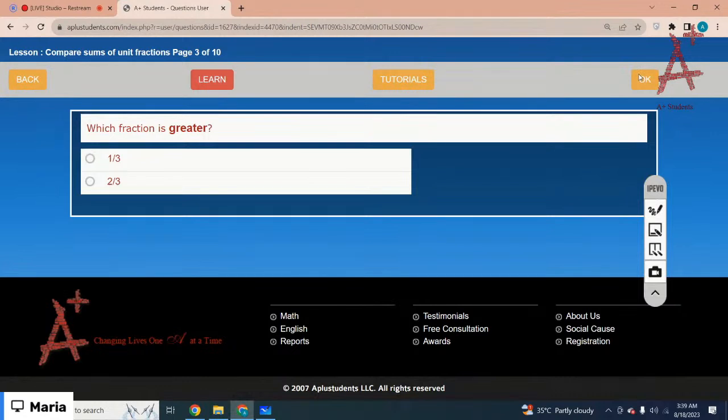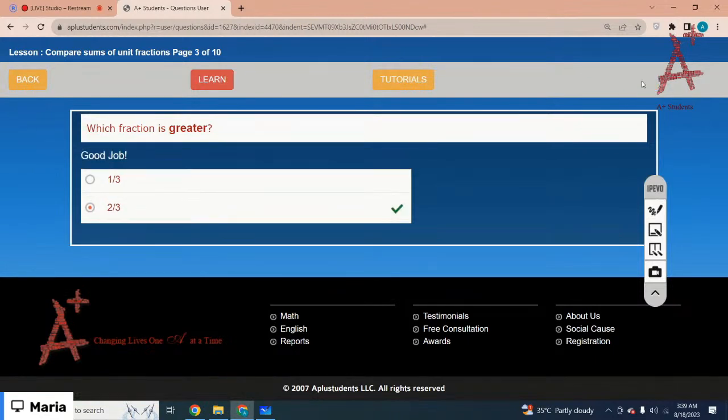Which fraction is greater? Which is the correct option? You can see both the fractions have like denominators, right? Just look at their numerators. So the greater numerator is 2. That means 2 over 3 is greater than 1 over 3. Option number 2 is the correct option.